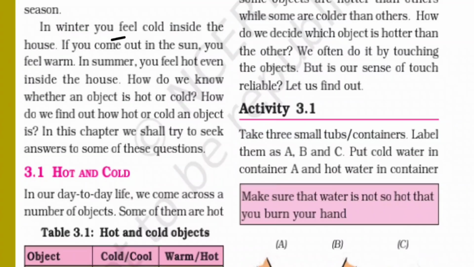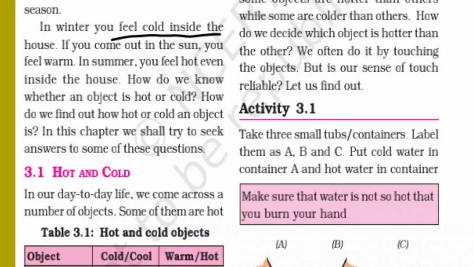In winter, you feel cold inside the house. If you come out in the sun, you feel warm. In summer, you feel hot even inside the house. How do we know whether an object is hot or cold? How do we find out how hot or cold an object is? In this chapter, we shall try to seek answers to some of these questions.